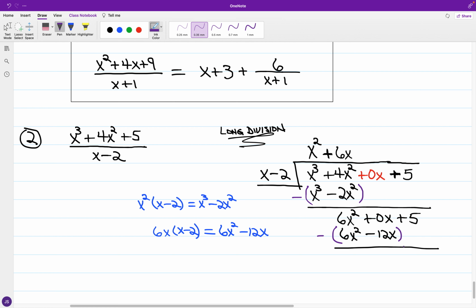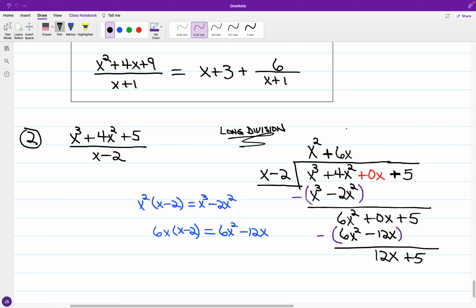And subtracting. Okay, so 6x squared goes out. Then we have 0 minus negative 12x. And again, subtraction of a negative translates to addition of the positive. So you have 12x. And just bringing down the 5. Okay, so we got x.